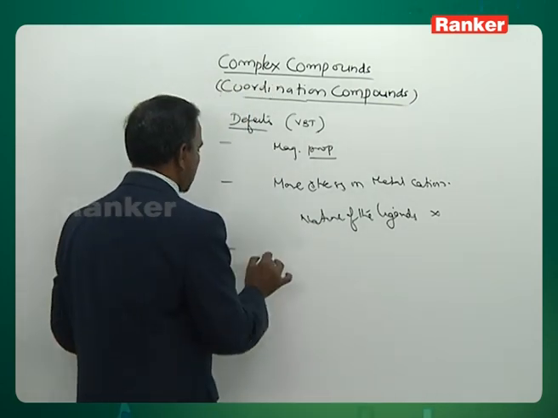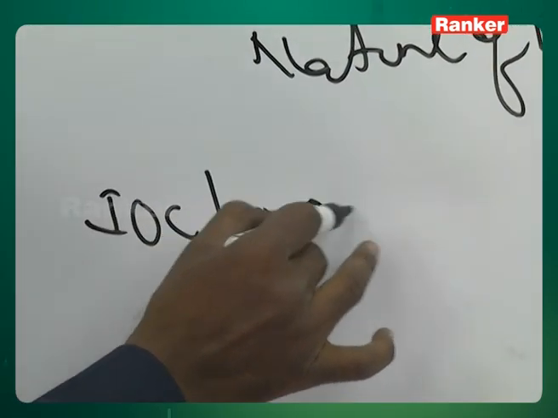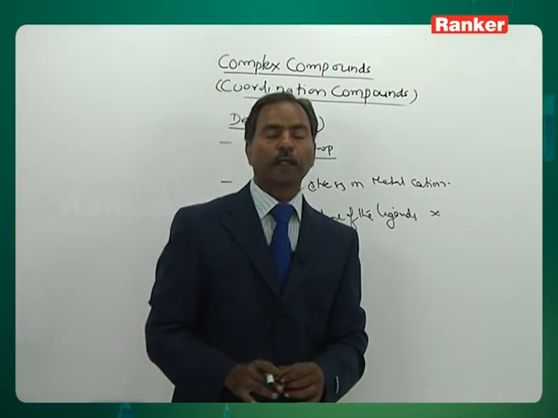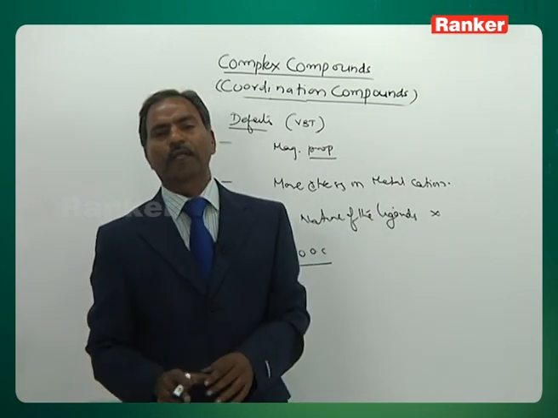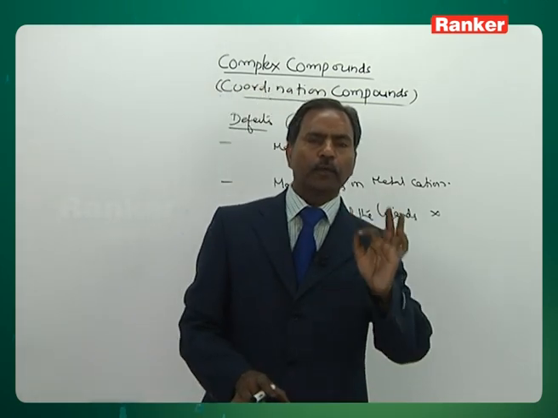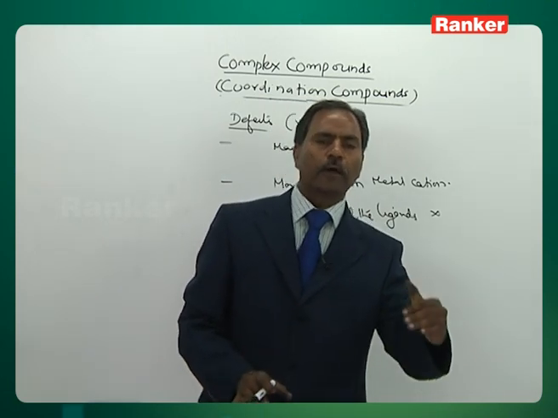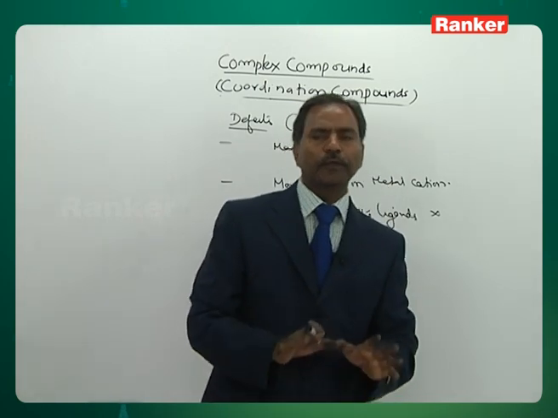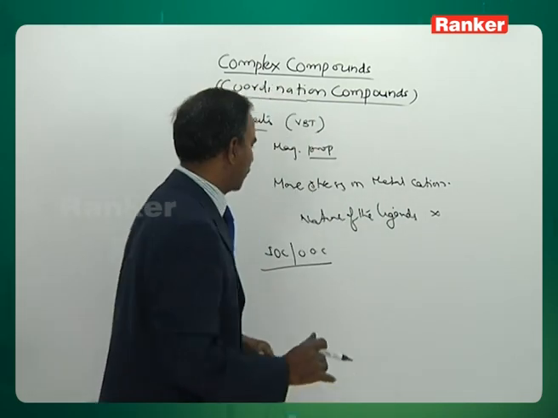Next, he simply gave the explanation of inner orbital complex and outer orbital complex. He simply explained one is inner, one is outer. But why you get an inner orbital complex and why you get an outer orbital complex, he has not given any clear explanation. There is no suitable explanation for the formation of inner and outer orbital complexes in valence bond theory.